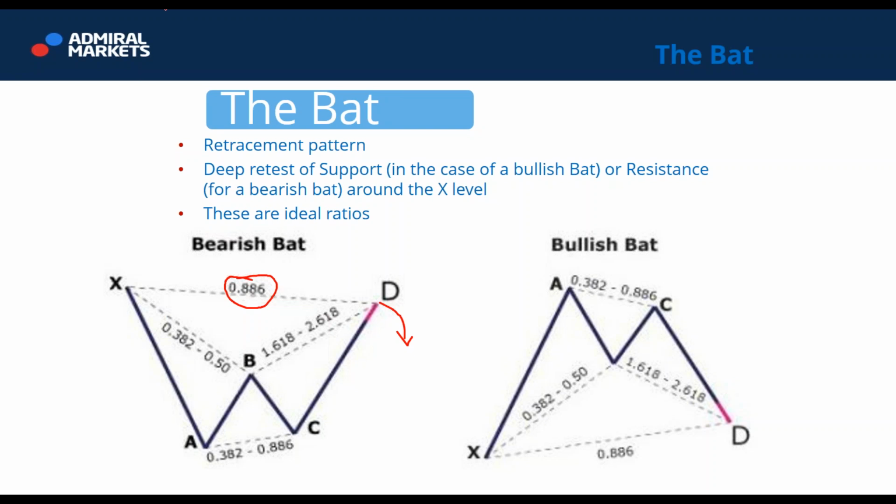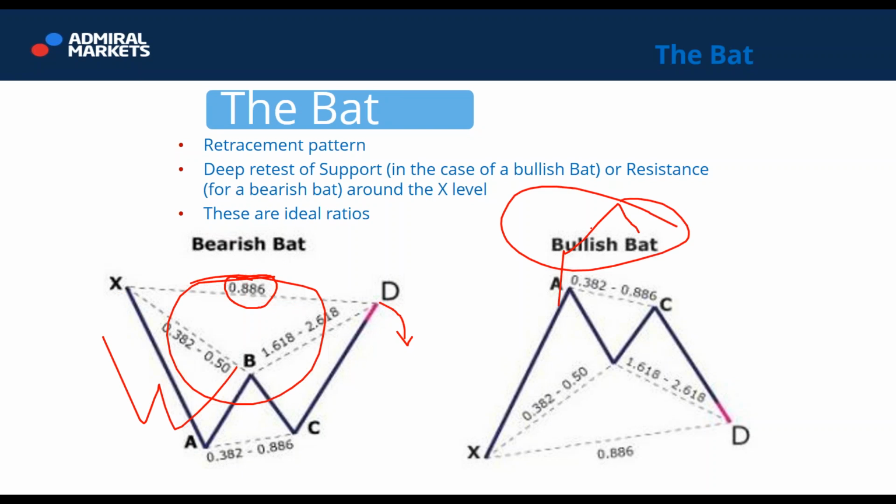Also, guys, let's get back to the main subject. The bat is also easy to see. This is W, this is M, right? But the main thing is these ratios. This is how a bearish bat should look. This is how a bullish bat should look.